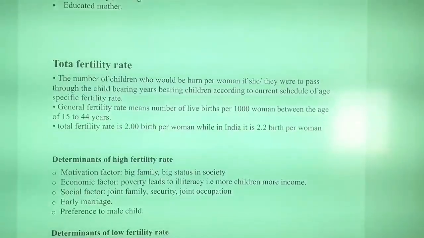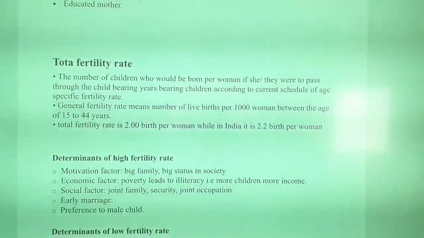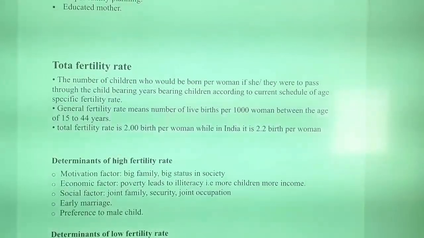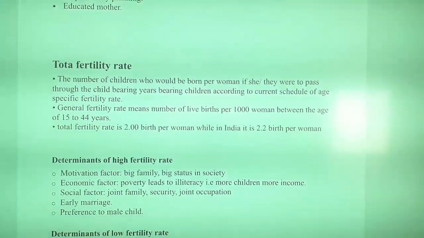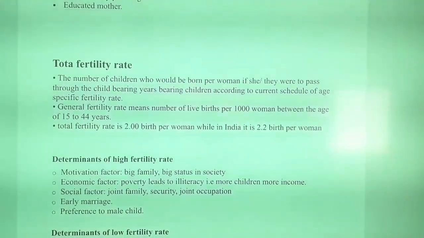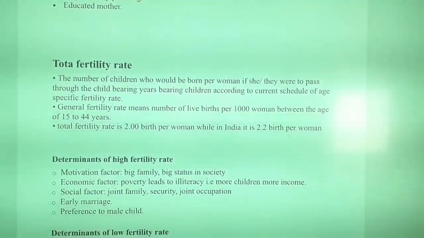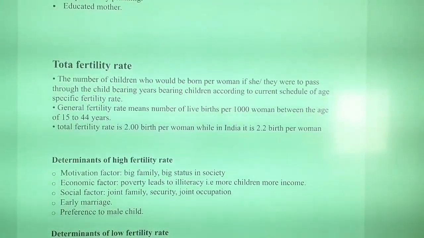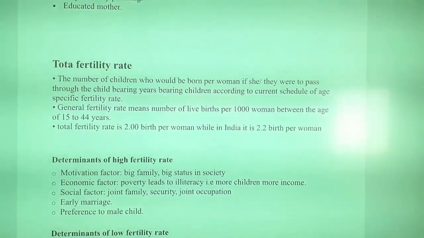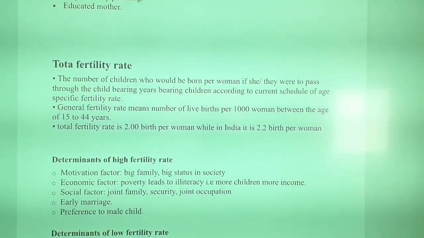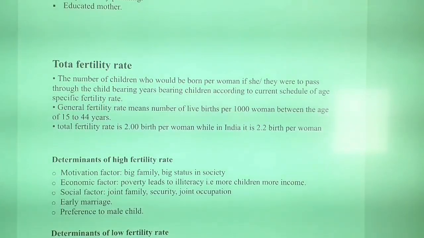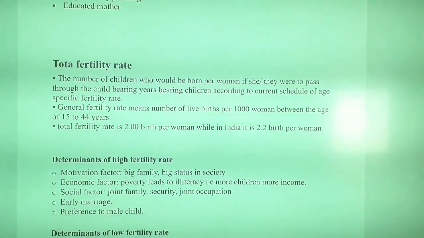Determinants of low fertility rate: how can the fertility rate be lowered? Quality of life, education, population education, use of contraceptives and working parents. These factors can lower the fertility rate of a woman. And then the immigration and emigration rate: how many people come into and go out of a certain populated area.